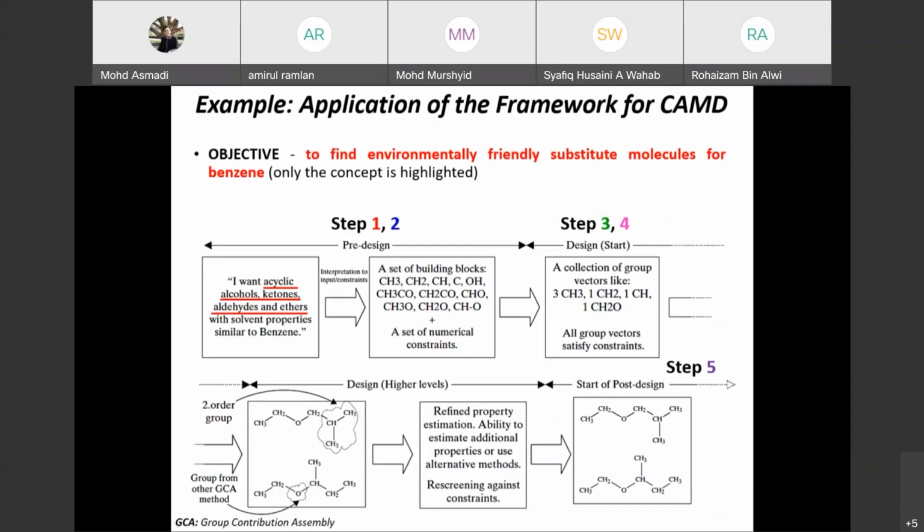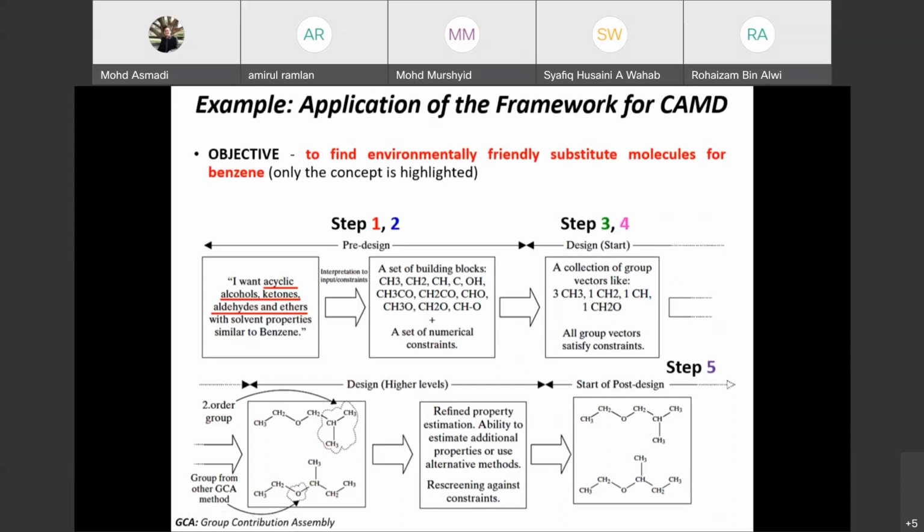So kalau awak tengok kat sini, a collection of group vectors like 3 CH3, 1 CH2, 1 CH, 1 CH. All group vectors satisfy the constraints. So kita punya target contohnya kalau kita nak dalam satu molekul tu berapa group vector. Okay. Since the same group vector may represent more than one molecule. Sebab kalau kat sini kalau awak combine CH3, CH2, CH, 2O, you boleh ubah-ubah ni. Maksudnya akan ada banyak molecules ni. Itu awak kena ingat. So kita kena matchkan dengan dia punya target properties.